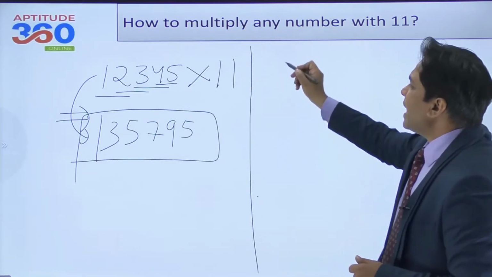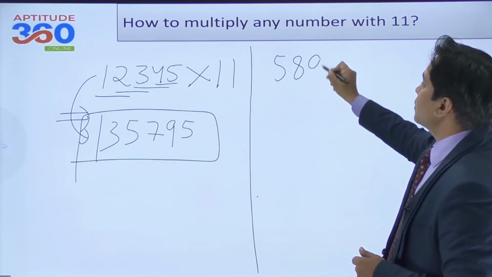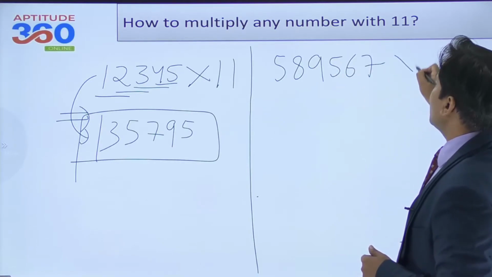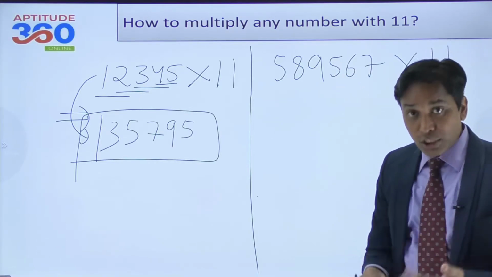Pretty simple. Now I hope that you're understanding how we are doing that. Now what if I give you any huge number, like this number, 7 into 11? Can you do that in one line? Yes, you can do that in one line.